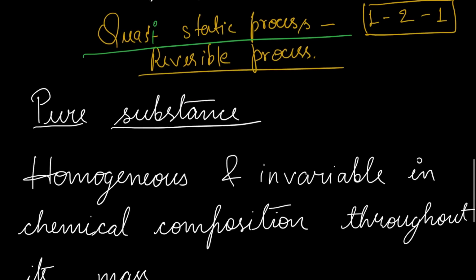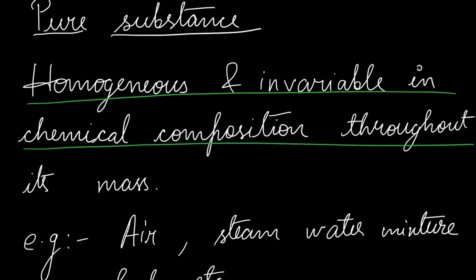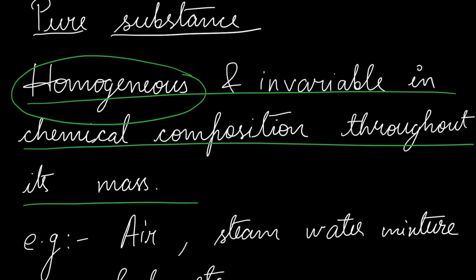Now, another important thing in thermodynamics is a pure substance. So we are talking about pure substance. Why pure substance? What is the importance of pure substance? What is a pure substance? So a simple definition of pure substance is: a pure substance is defined as one which is homogeneous and is invariable in chemical composition throughout its mass. So this is important to note. Homogeneous, invariable in chemical composition.